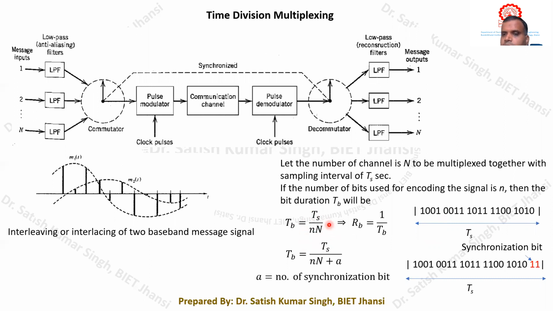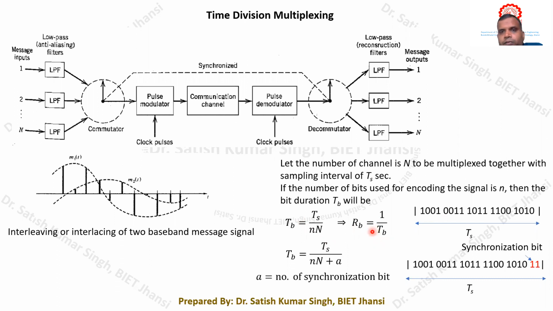This total number of bits will be small n multiplied with capital N, where small n denotes the number of bits per sample, and capital N denotes the number of message signals that we want to multiplex. This way we can calculate the bit duration, and as we know, the bit duration is related to the bit rate. So RB is equal to 1 upon TB.